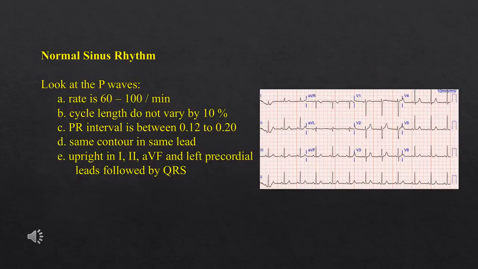Normal sinus rhythm is characterized by a normal-looking P wave with a rate of 60 to 100 beats per minute. The cycle length does not vary by more than 10%, and the PR interval should be between 0.12 to 0.20 milliseconds. Your P wave should be upright in lead 1, lead 2, AVF, and left precordial leads, and should always be followed by your QRS.